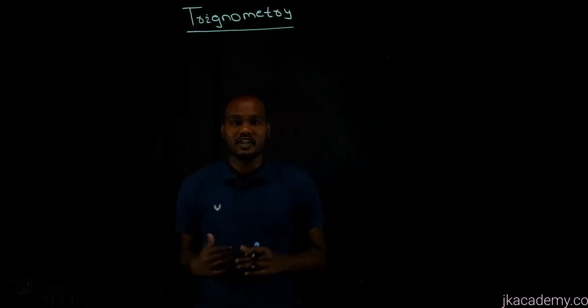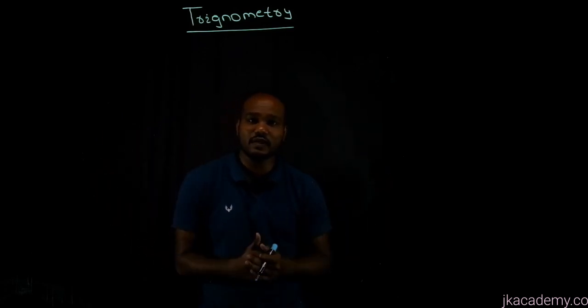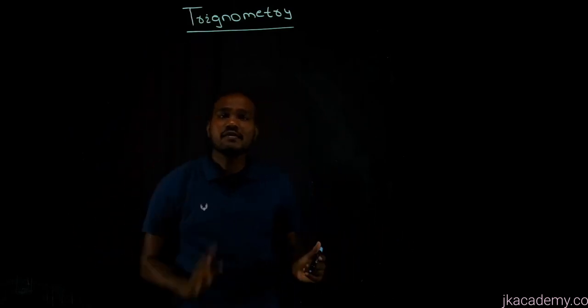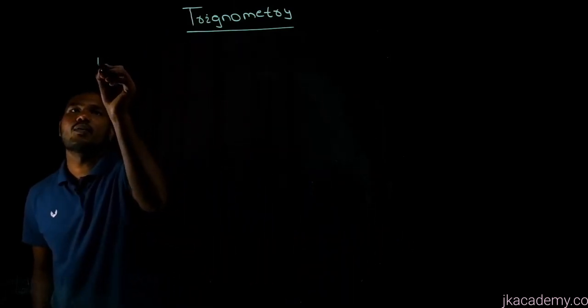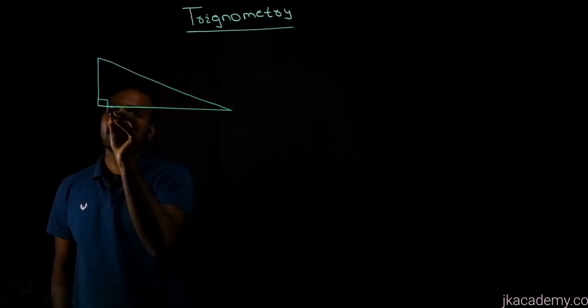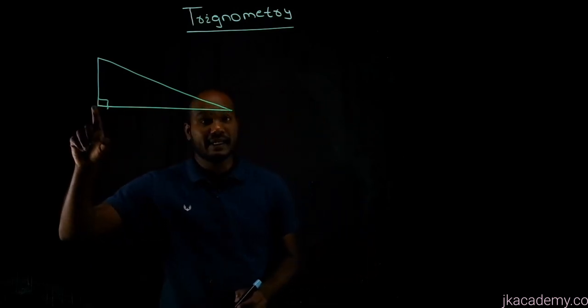Now you know there are three types of triangle: scalene, which has different sides; isosceles, with two sides equal; and equilateral, where all the sides are equal. Now for trigonometry, we need a right angle triangle. What is a right angle triangle? A triangle which has an angle of 90 degrees.